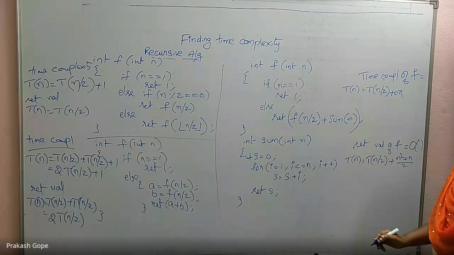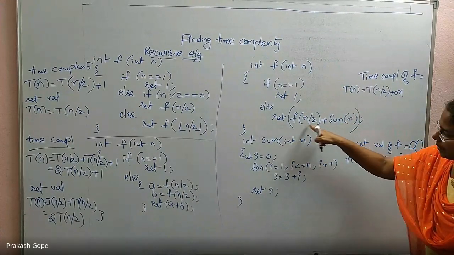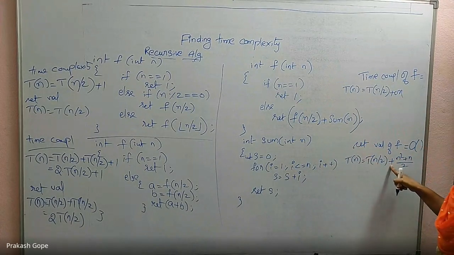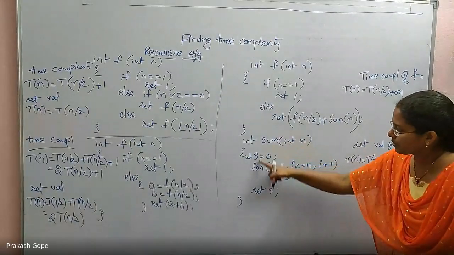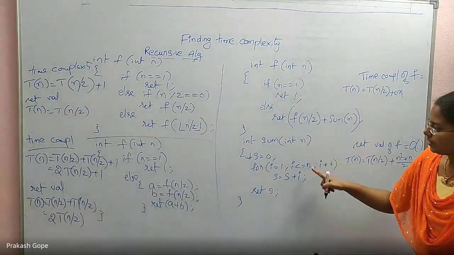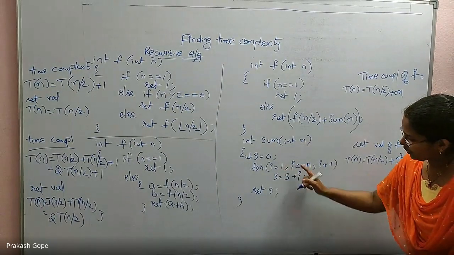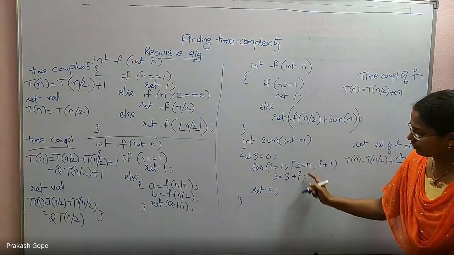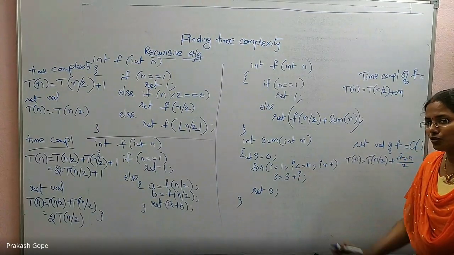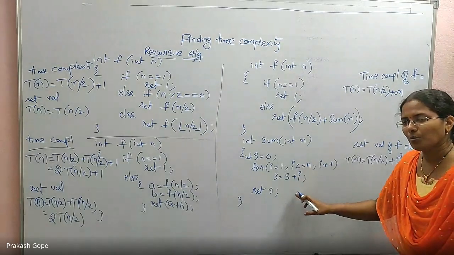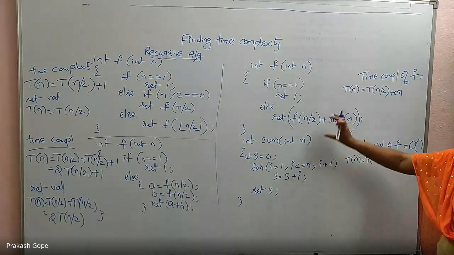Now we are interested in the return value. So what is returned by this function? The value returned by the same function when n by 2 is passed plus the value returned by the sum function. What is the value returned by the sum function when you pass n? Because it is going from 1 to n, it is adding first 1, then 2, then 3, 4, 5, up to n. Which means it is trying to find 1 plus 2 plus 3 and so on up to n. Sum of first n natural numbers, n into n plus 1 by 2. Okay. So that is the value returned by this.